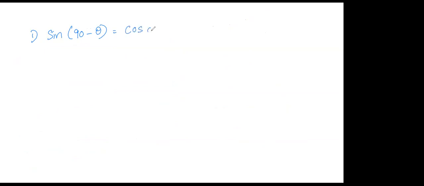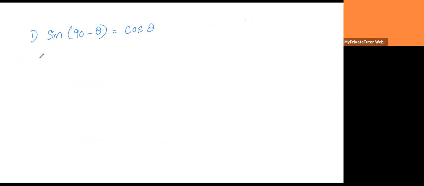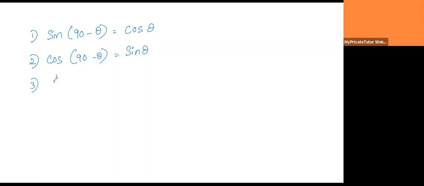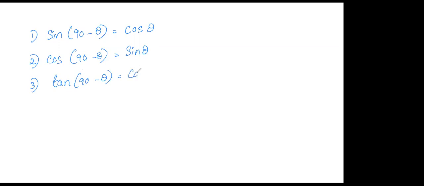Cosine theta, just cosine theta. Very good. So then cos 90 minus theta becomes a sine. Cos becomes a sine, sine becomes a cos in complementary angles. So the next one, similarly, tan 90 minus theta is cotangent. Excellent. And what else?